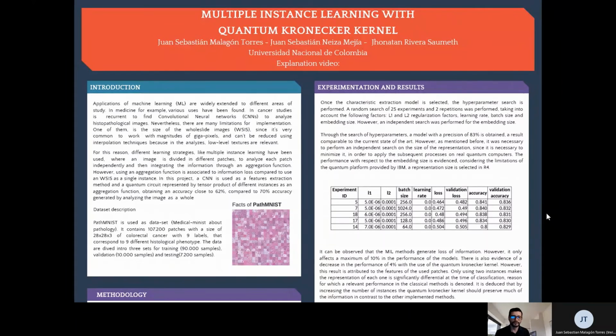After training the neural network, we start with the hyperparameter search. We run 25 experiments with 2 repetitions of each one. The hyperparameters that we used were the L1 and L2 regularization factors, learning rate, batch size, and embedding size. Thanks to this search of hyperparameters, it was possible to obtain 83%.